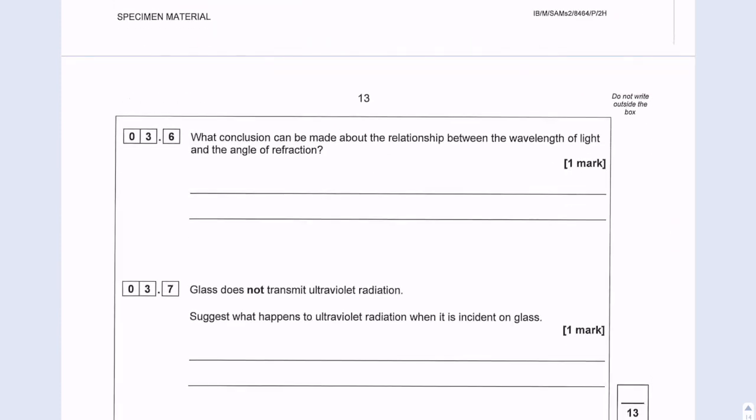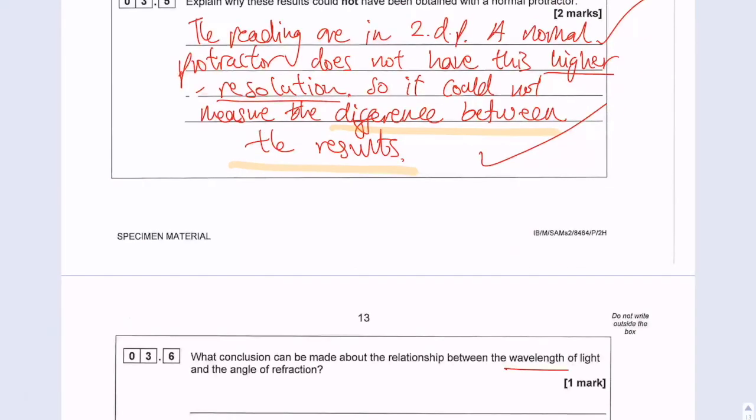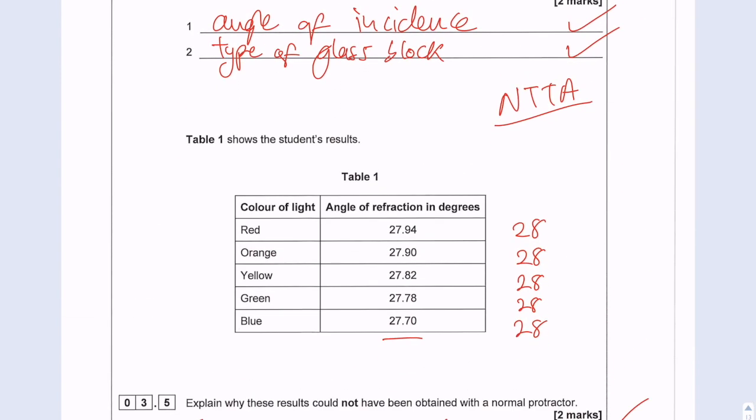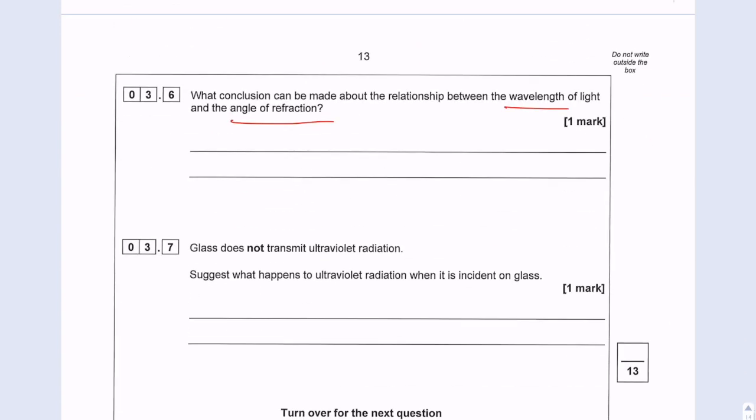What conclusion can be made about the relationship between the wavelength of the light and the angle of refraction? Well, some of you struggled on this. You have to figure out what the wavelength is doing. Going upwards here, wavelength is increasing. So blue is small wavelength, and red is large. That's AO1. You must learn that. And you can see as the wavelength is increasing, the angle is 7, 7, 8, 8, 2, 9, it's just definitely increasing. Some people said the word proportional.